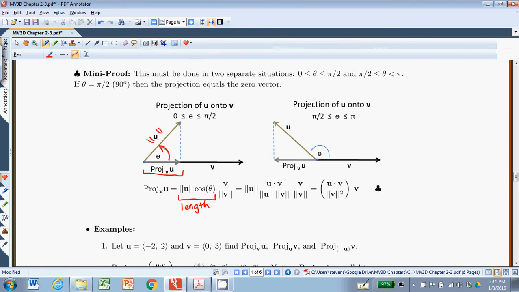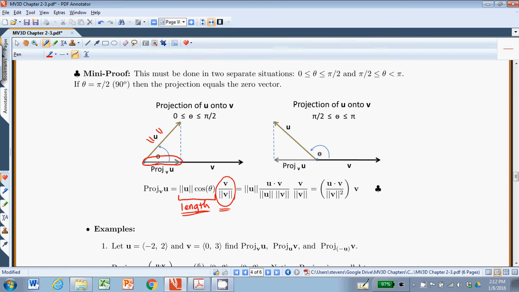It looks like it's in the right direction. The problem is it's just a scalar, just a single number. It needs to be a vector, so it needs to be pointing in the proper direction. That proper direction is determined by v. The unit vector in the direction of v is given by v over the size of v. So I get the length, multiply it by the unit vector in the correct direction, and that gives me the vector that I want. That gives me the projection of u onto v.